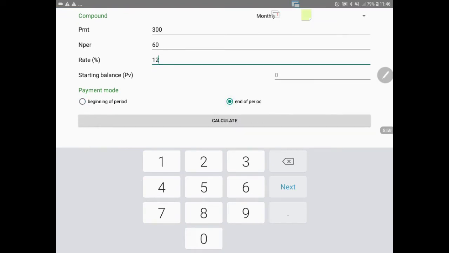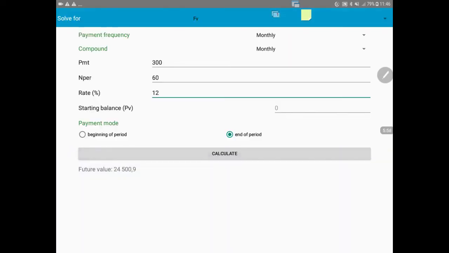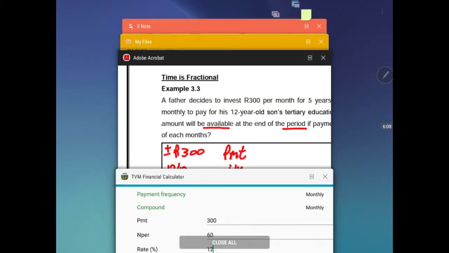So you choose that radio button, I think they call it the radio button, that button there that says end of the period. Then you say compute future value. How much do we get? 24,590 cents. Let us verify. Let us check if that will be the same when we use our calculator.